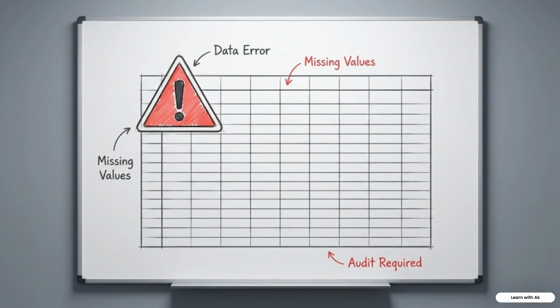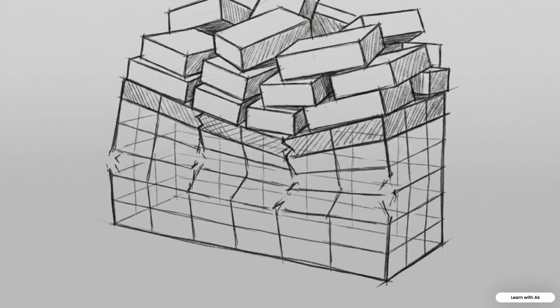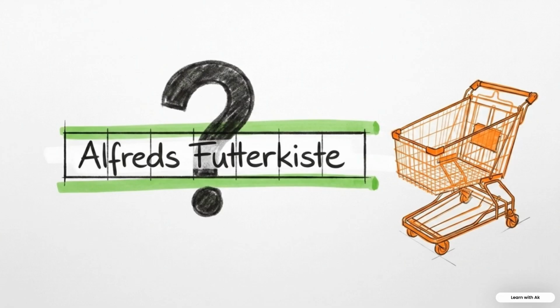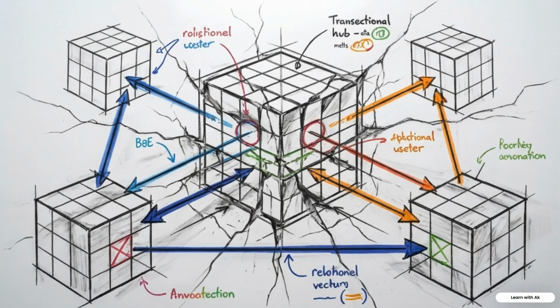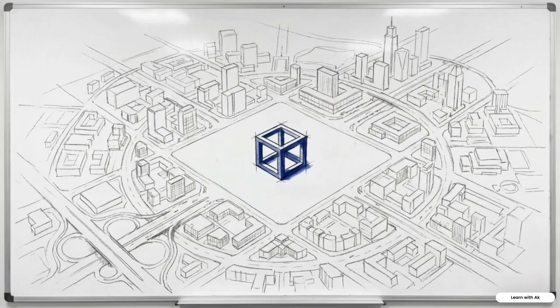But this microstructure has a critical limitation. A single table is perfectly optimized for one entity type, but it fails when trying to efficiently store transactional events over time. What happens to the geometry of this table when customer number 1 places an order? If we simply appended order dates and shipping details directly to the customer's horizontal row, we would have to duplicate their name, contact, and address every single time they bought something. This redundancy destroys data integrity. A single table is structurally insufficient for a complex application.